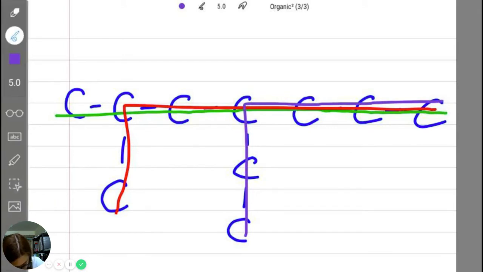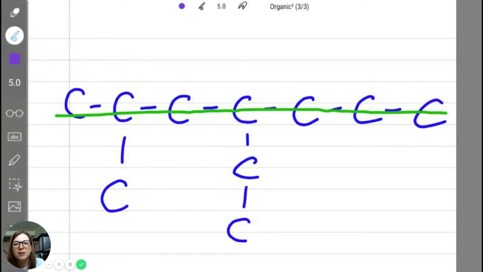So I am going to just keep this one here for the sake of simplicity. But I need you to identify that this piece right here that I'm pointing to with the mouse could also be part of my longest carbon chain. Now, time to name this baby. We have 7 carbons, and those carbons are all single bonded. So this would be a heptane.